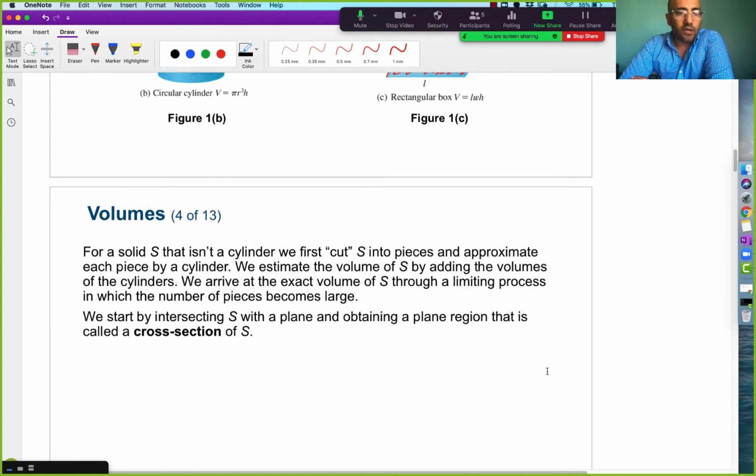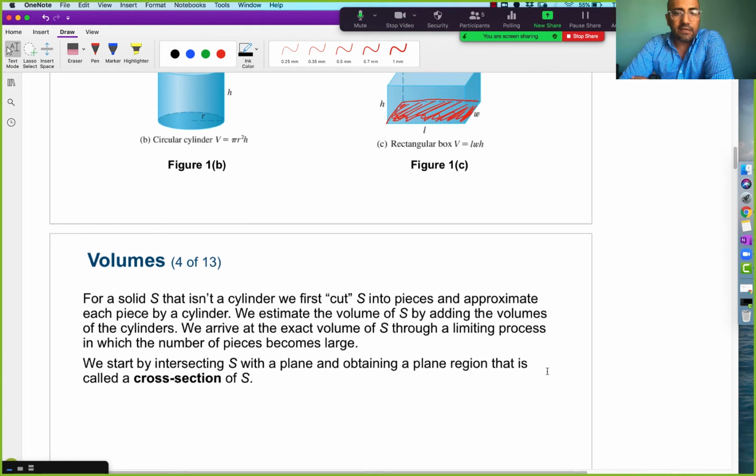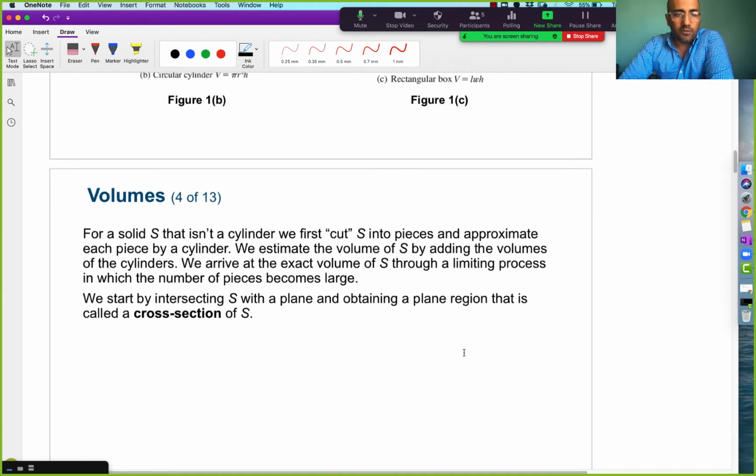So for a solid S that isn't a cylinder, we're simply going to adopt the idea of cutting it into little pieces, and then approximating each piece as a cylinder. So we're going to approximate it with little cylinders, which are often referred to as coins, the coin method. We'll see what that looks like in a second. So we estimate the volume of S by adding the volumes of the cylinders.